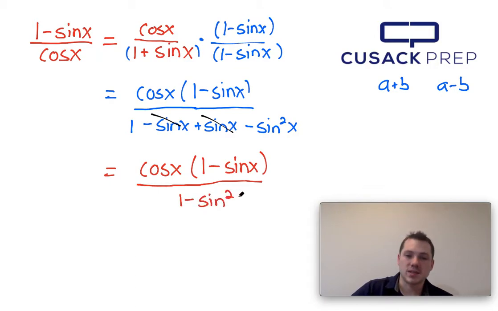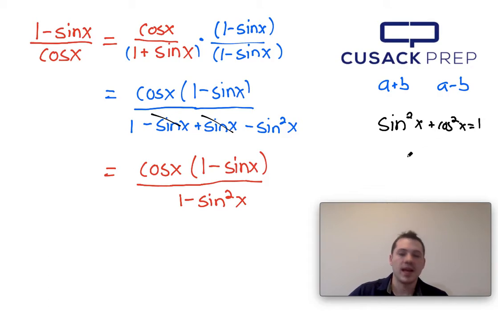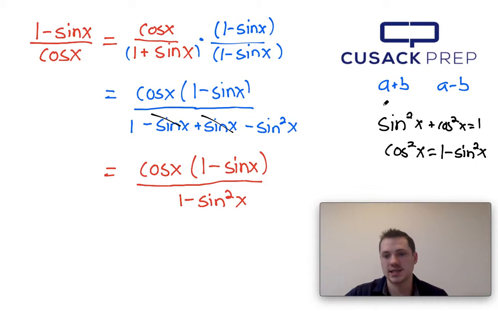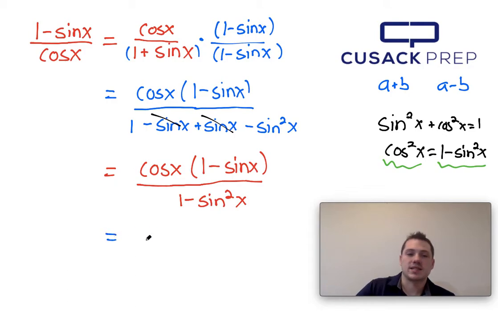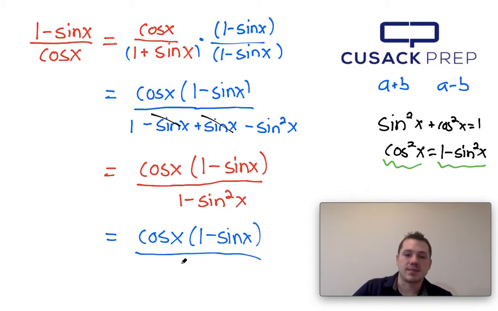Well, 1 minus sine squared of x, from the trig identity sine squared of x plus cosine squared of x is equal to 1, we can show that cosine squared of x is equal to 1 minus sine squared of x. And we do that just by subtracting the sine squared of x from both sides. Now, since 1 minus sine squared of x is equal to cosine squared of x, I can just change my denominator from 1 minus sine squared of x, and I could simply say that this is cosine squared of x.